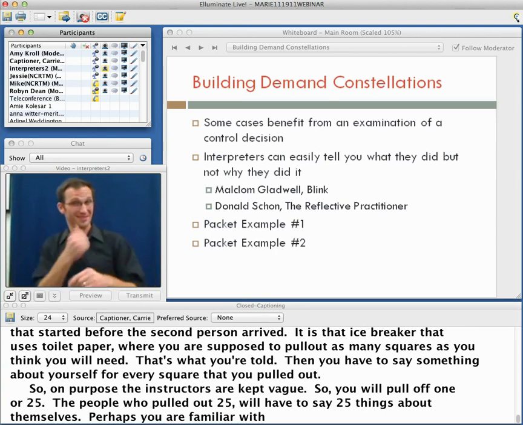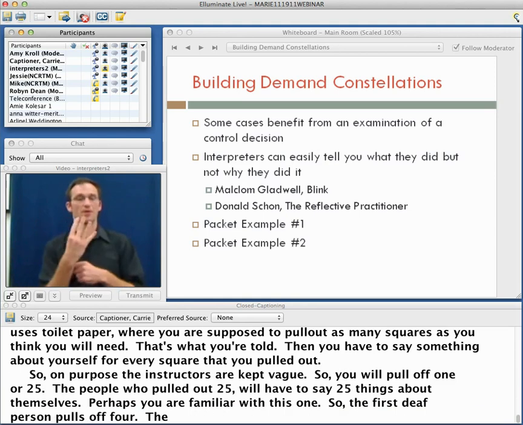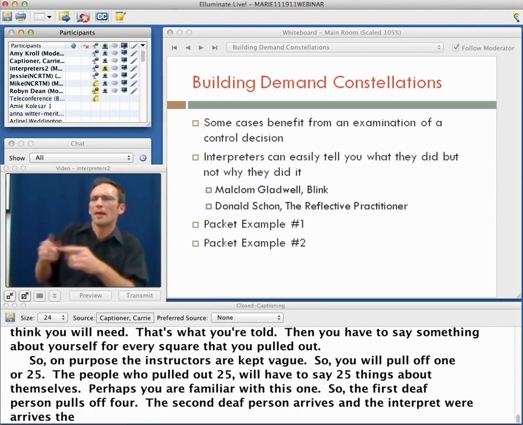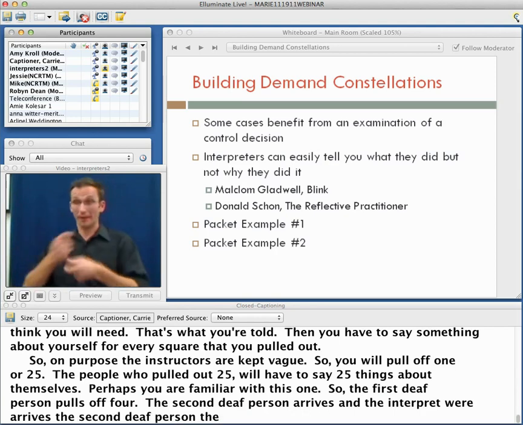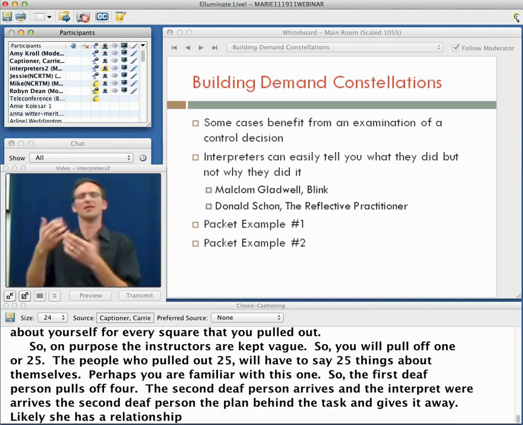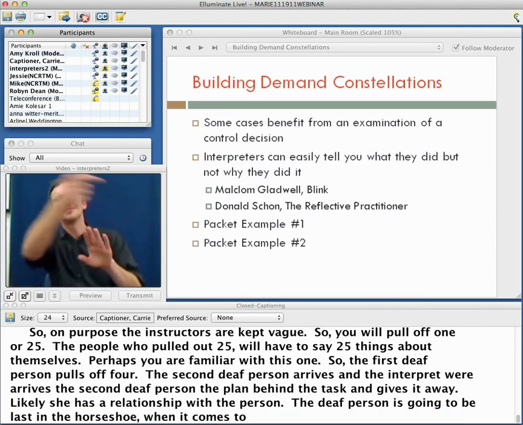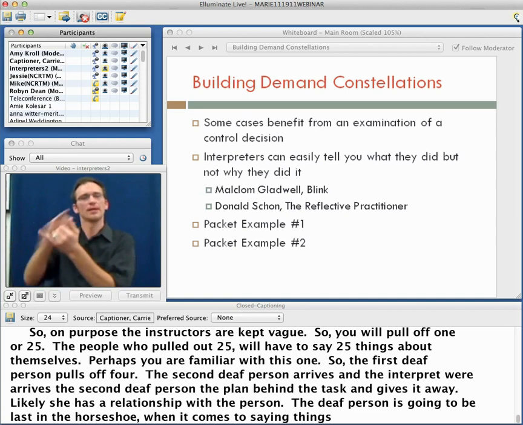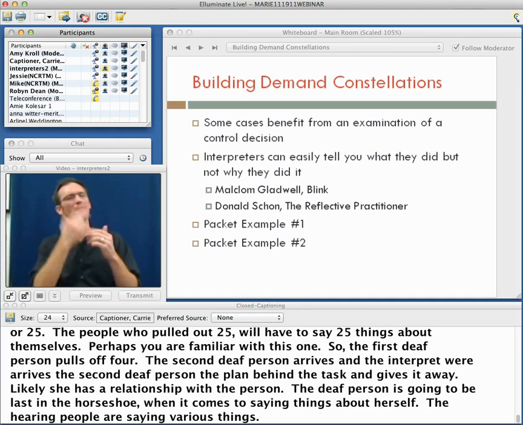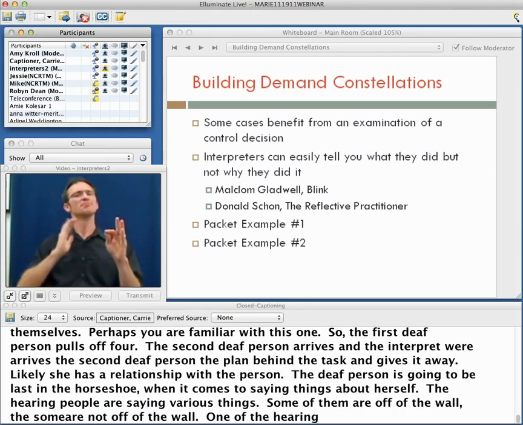So the first deaf person pulls off 4. The second deaf person arrives, and the interpreter tells the second deaf person what's the plan behind the task. So she kind of gives it away. Likely she's got a relationship with this person. The deaf person is going to be last in the horseshoe when it comes to saying things about herself. The hearing people are saying various things. Some of them are off the wall. Some of them are not off the wall. One of the women, hearing women in the group, admitted to having gastric bypass surgery.